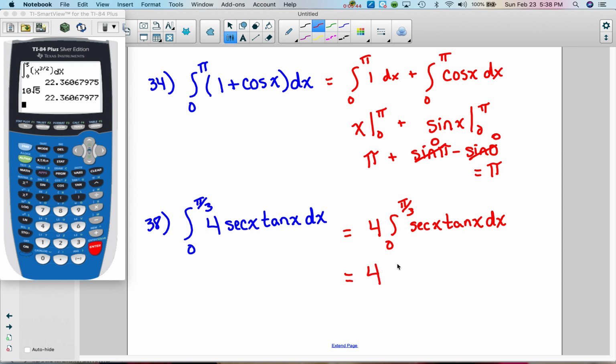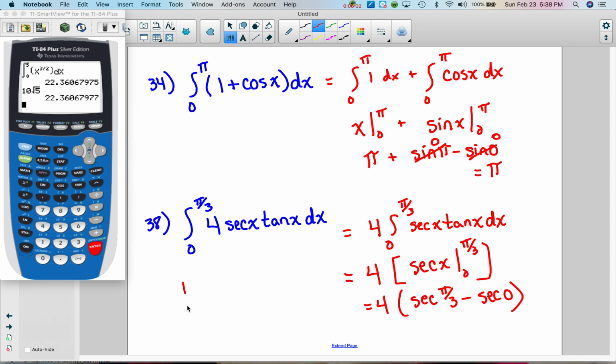So the 4 is going to be out front, and then we're going to take secant x and evaluate it at both of the limits. So we're going to have secant of pi over 3 minus secant of 0. Since it's a pi over 3 angle, if you need to think about it a little bit, this would be pi over 6. That's the 30 degree. Pi over 3 is 60 degrees. So we have 1, 2, square root of 3.